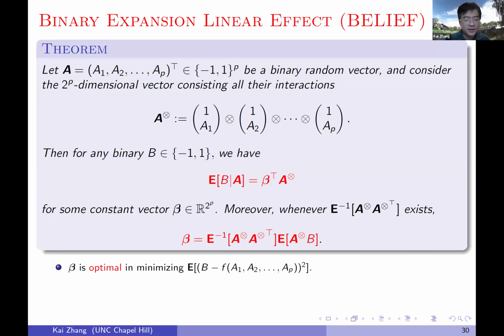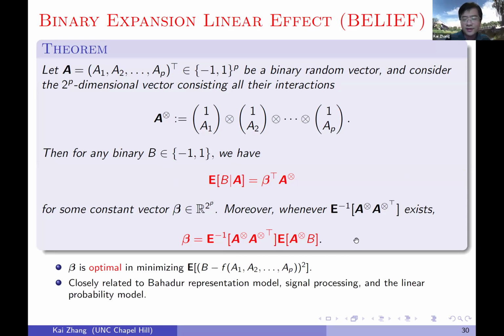Then our next question was, this is such a simple expression, do people know that already? We checked the literature, and indeed there are a lot of closely related things. In statistics, the earliest reference is the Bahadur representation model in the 1960s. In signal processing, there's the Walsh transform and wavelets. And in econometrics, people study the linear probability model. They are all related to this, but none of them took this least squares type of approach.